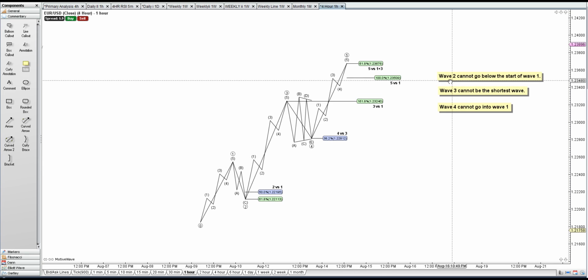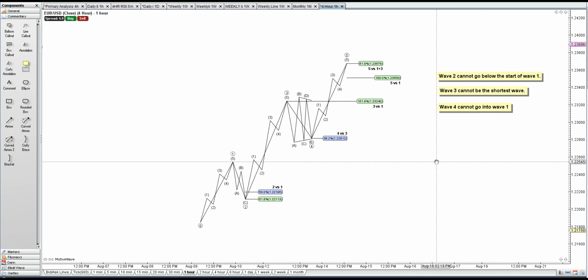Okay, so again, wave 2 cannot go below the start of wave 1. Wave 3 cannot be the shortest wave. Wave 4 cannot go into wave 1. And I put cannot go into wave 1. If you follow that rule, I think you'll be pretty safe.